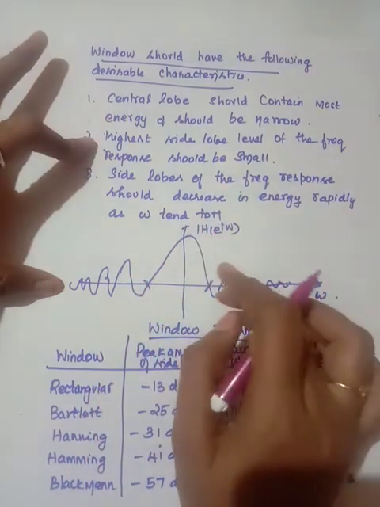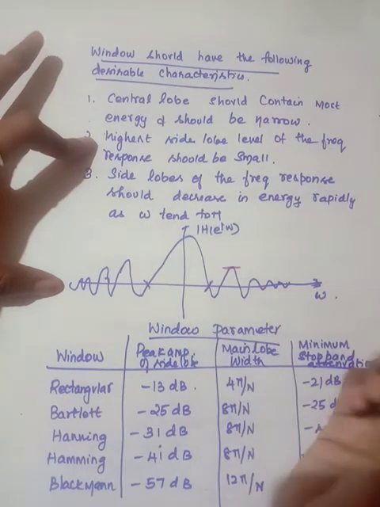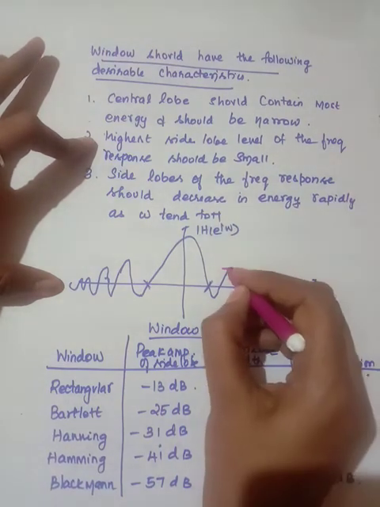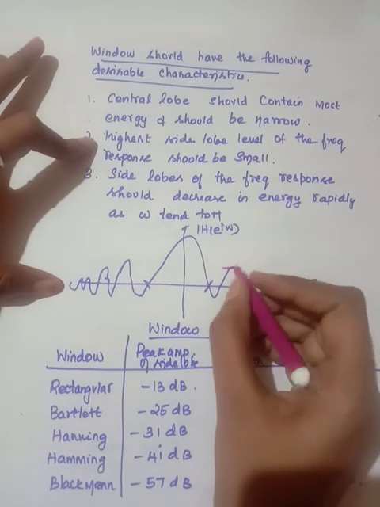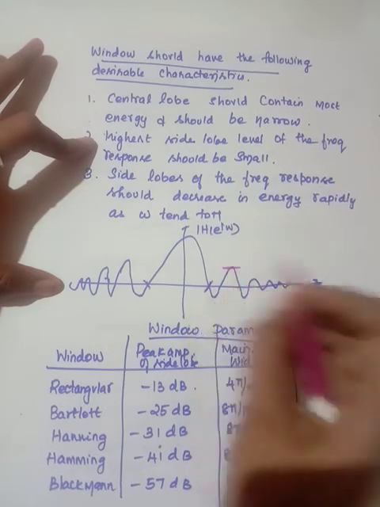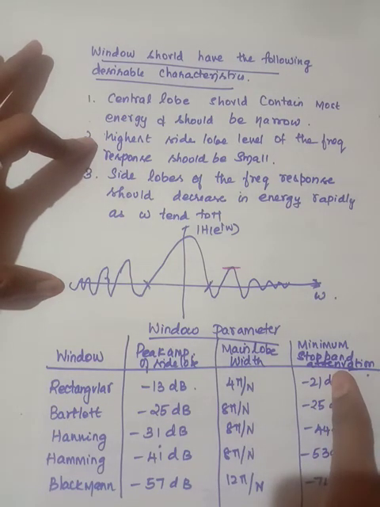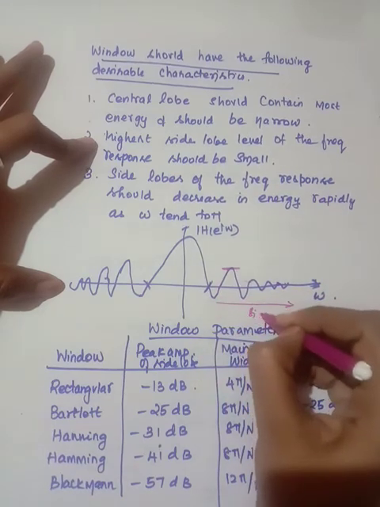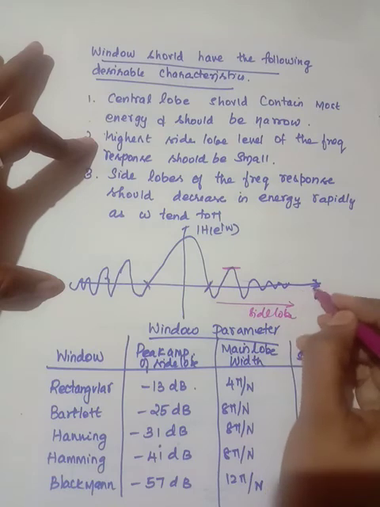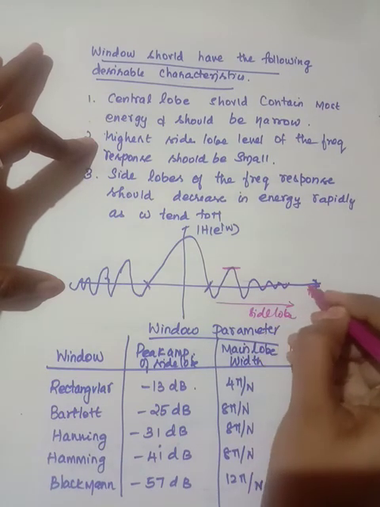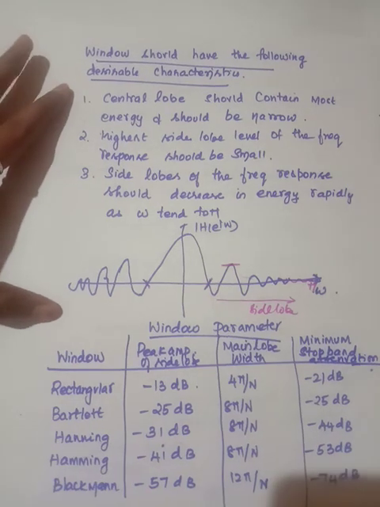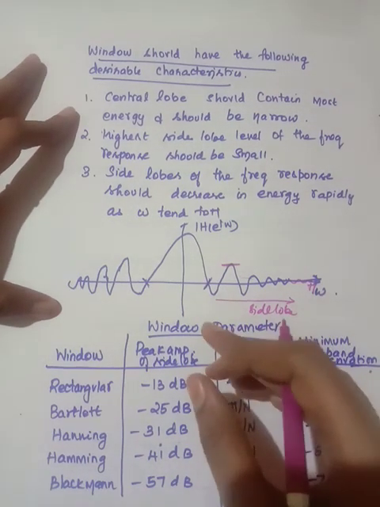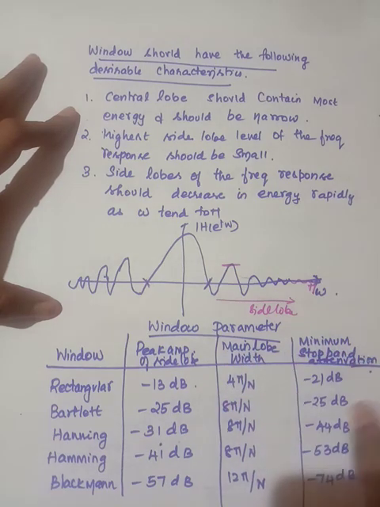The second one is that the highest side lobe of the frequency response should be small. The magnitude of this side lobe should be very small. The third one is that the side lobes of the frequency response should decrease as the frequency tends to π. So when this approaches π, the side lobes should decrease in magnitude. These are the three characteristics a window function should satisfy.